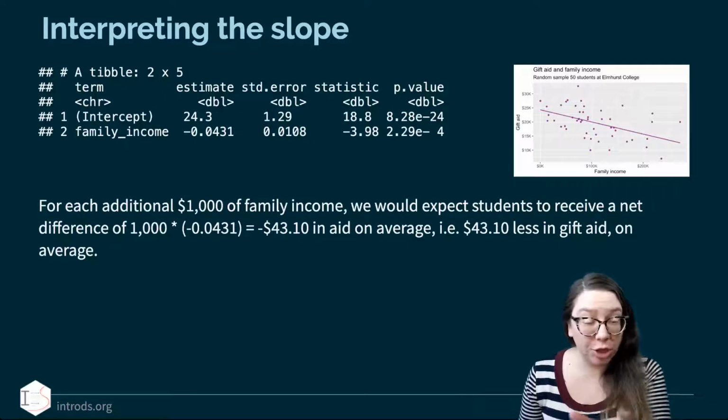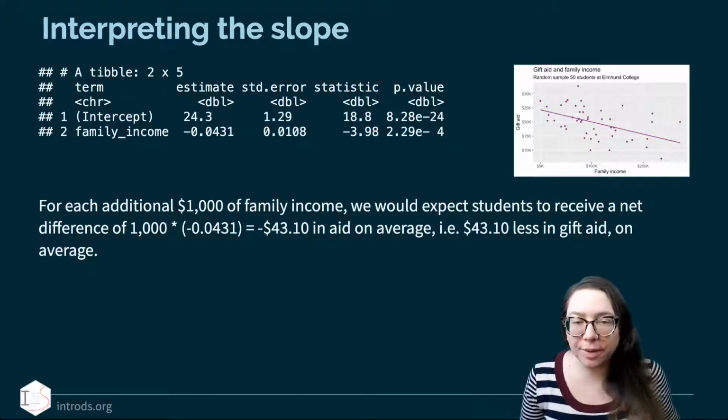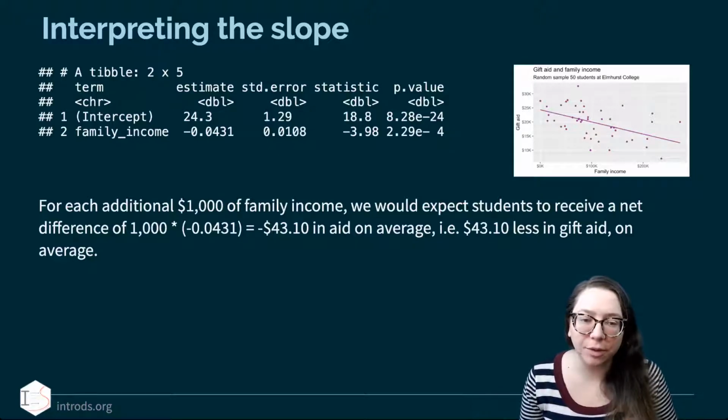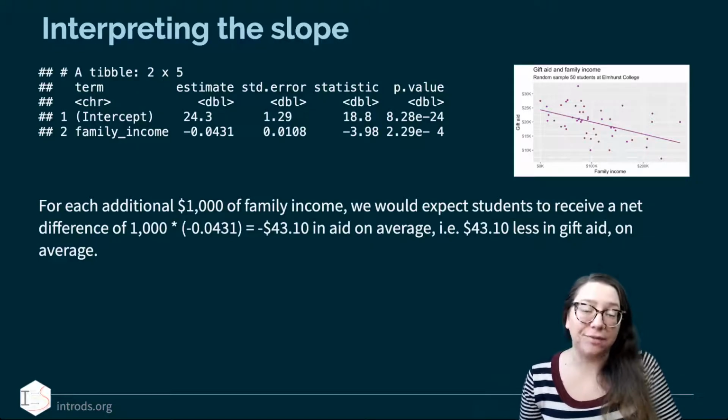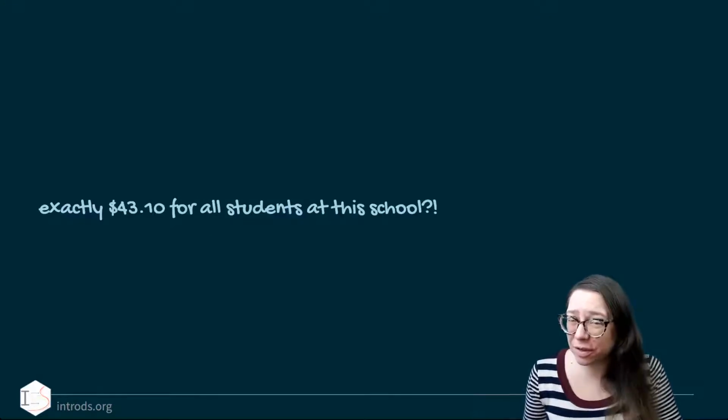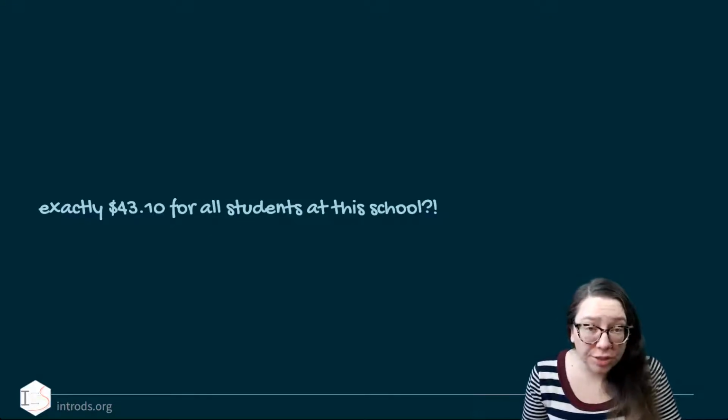In other words, $43.10 less in gift aid on average, which is a really small number, but then again, our slope was a pretty small number. Basically it's saying that $1,000 of family income difference, which is not a huge difference if you think about what the median income in the US is, for example, is associated with a reduction of $43.10 in gift aid. The question is, is it really exactly $43.10 for all students at this school?